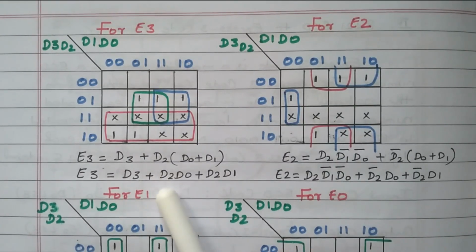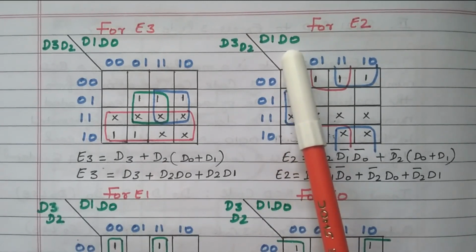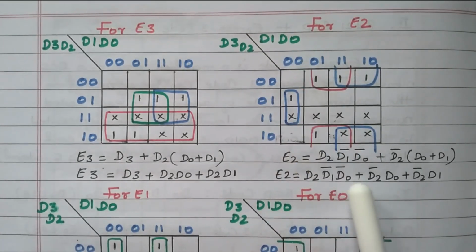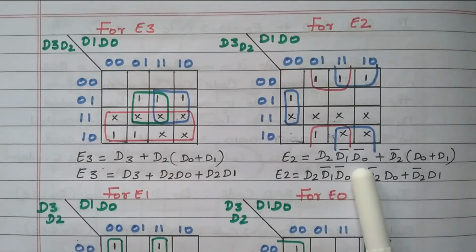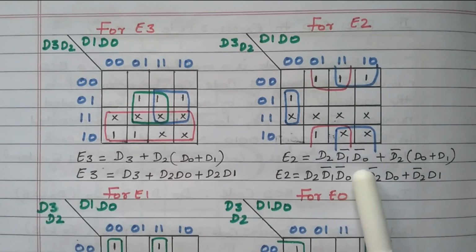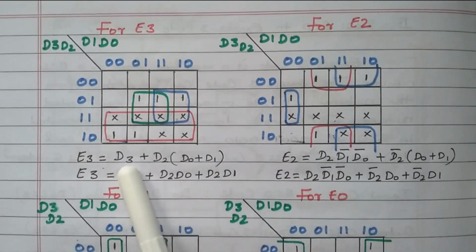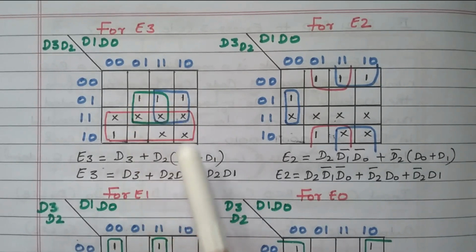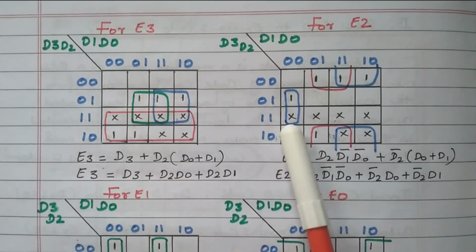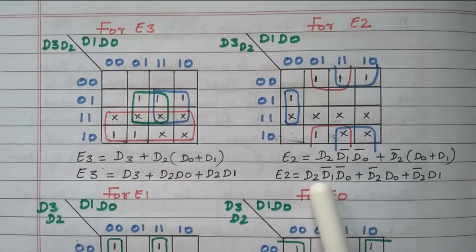Same thing we discussed here also. Second row and third row means D2, right? So correspondingly, what is available in the first column? 0, 0. 0, 0 means D1, D0, that is D1 bar, D0 bar. So while grouping these two cells, what we got? D2, D1 bar, D0 bar. While grouping 8 cells, we'll get only one variable. While grouping 4 cells, we'll get 2 variables. While grouping 2 cells, we'll get 3 variables. It keeps on increasing, right?